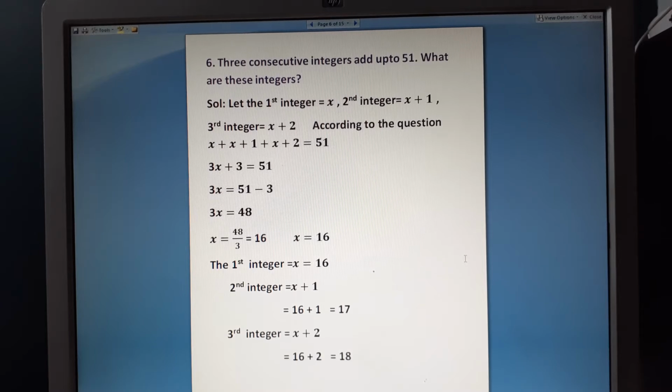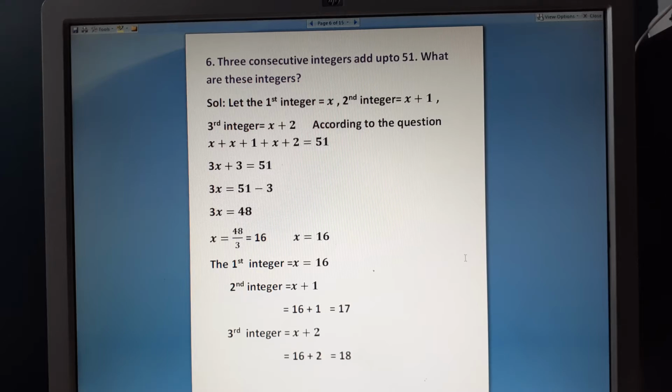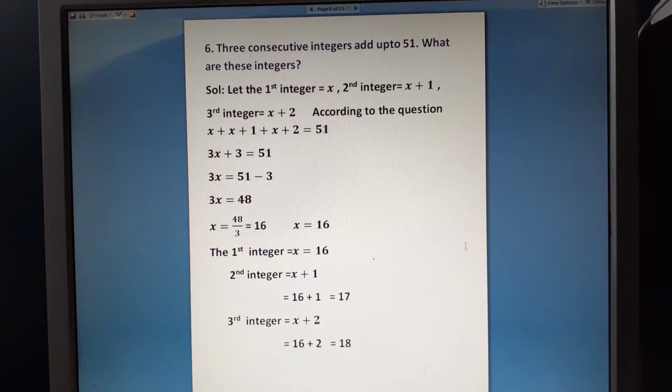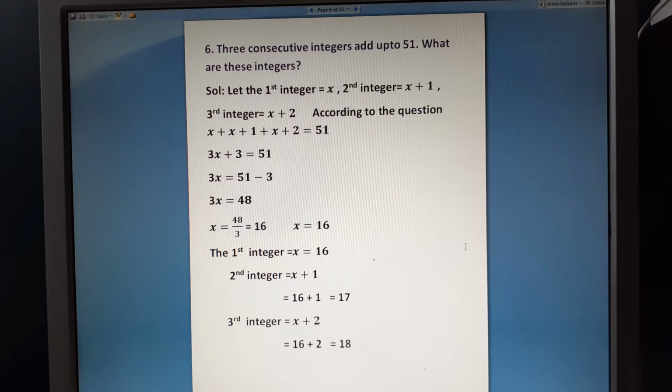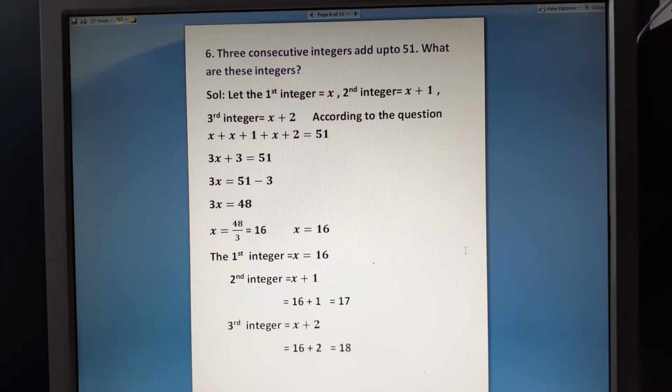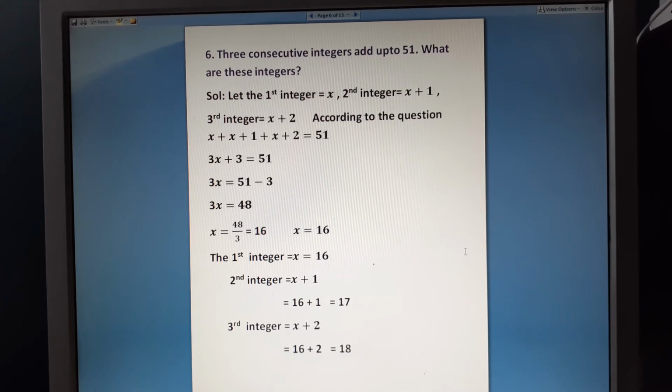The first integer x is equal to 16. The second integer is equal to x plus 1, that is 16 plus 1 is equal to 17. Third integer is equal to x plus 2, that is equal to 16 plus 2 is equal to 18. So, the 3 consecutive integers are here 16, 17 and 18.